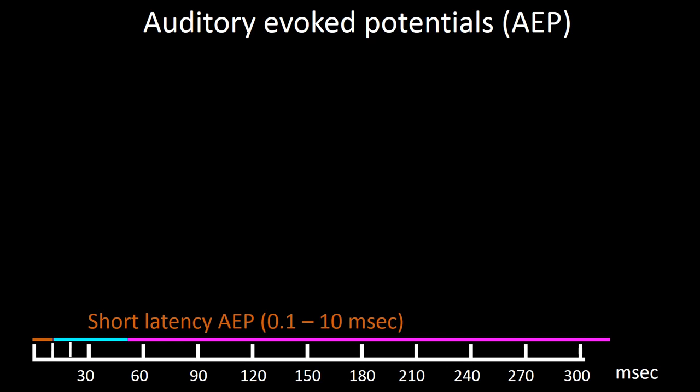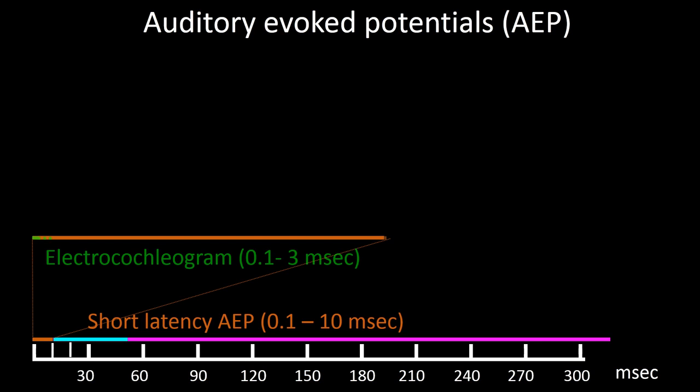Short latency potentials are further divided into electrocochleography, which traces the wave occurring between 0.1 and 3 milliseconds.